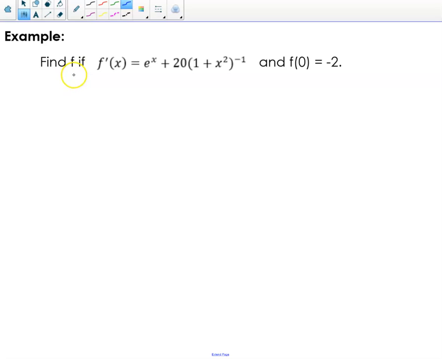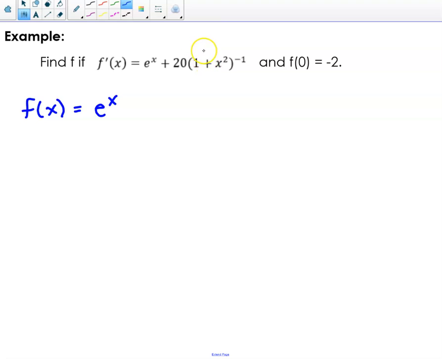So find f if f prime is equal to this and f of 0 is equal to negative 2. So we want to find the original function given the first derivative. So the first thing we have to do is find the antiderivative of this. So f of x equals the antiderivative of e to the x would be e to the x.